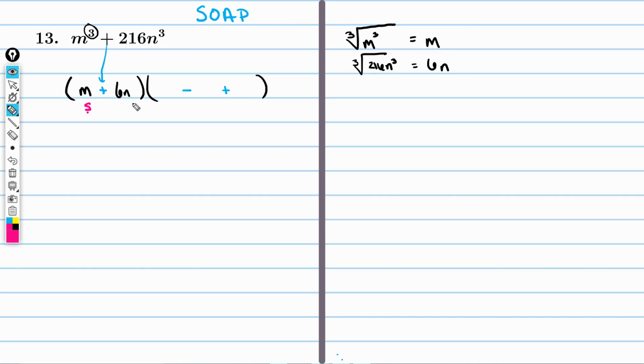I square, so m squared. Find the product, 6mn, and then I square. So that gives me 36n squared. And that's my answer.